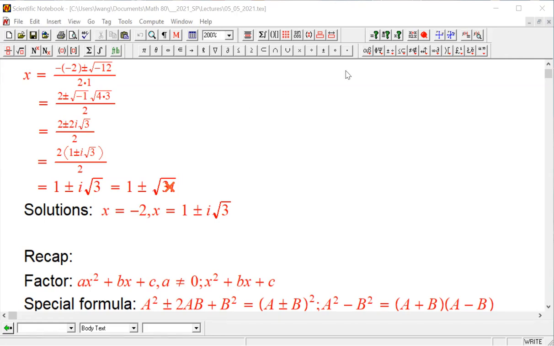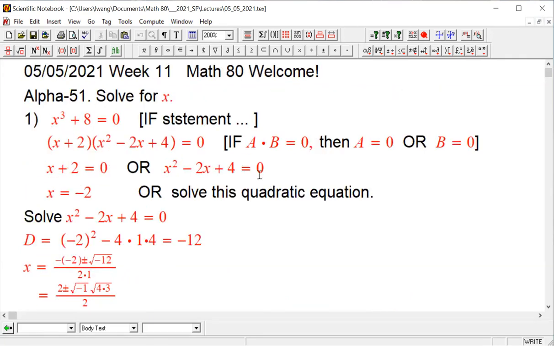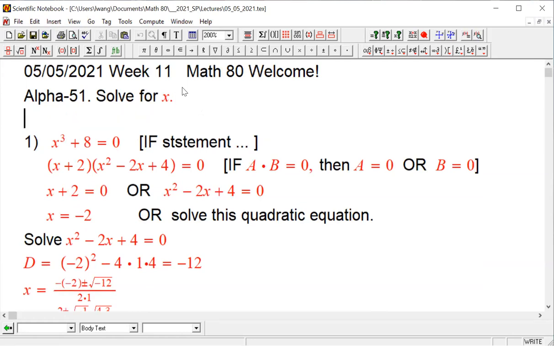So that's for number one in Alpha 51. There are only about 4 questions in Alpha 51. I think after one example, do you think you guys can handle it? How about you guys do one more? You do number 3. We're going to do number 3 together, but you guys take the lead. So let's do number 3.